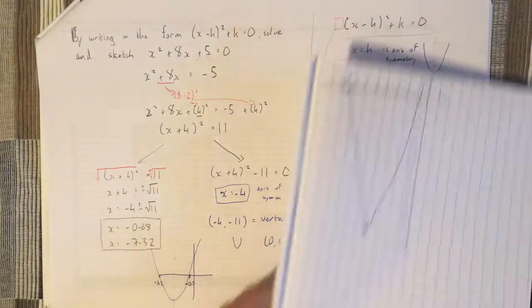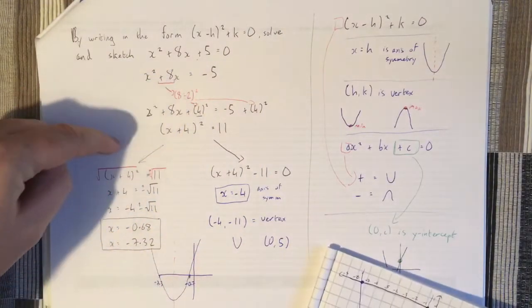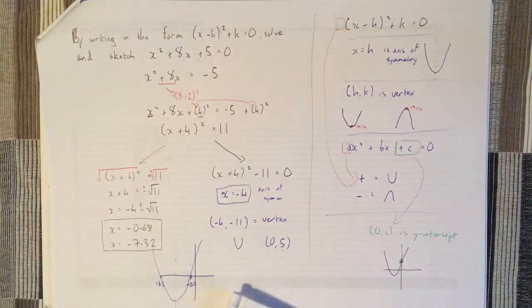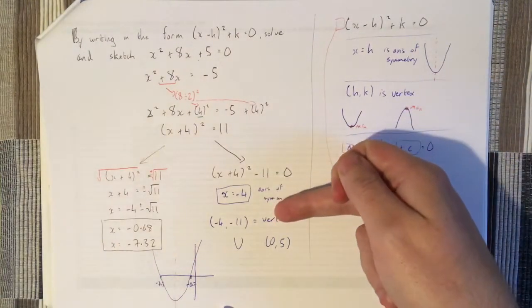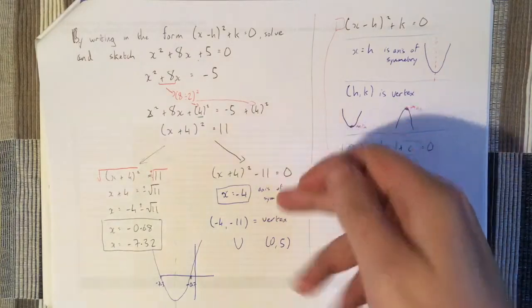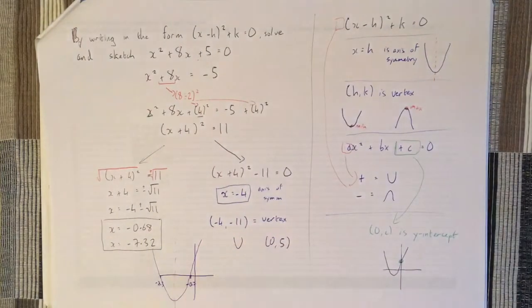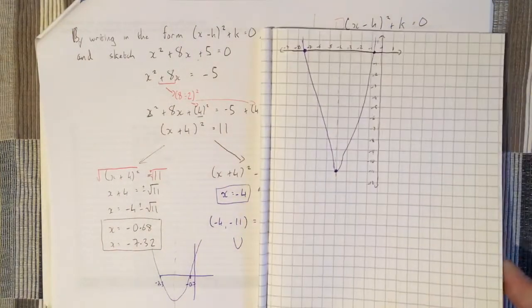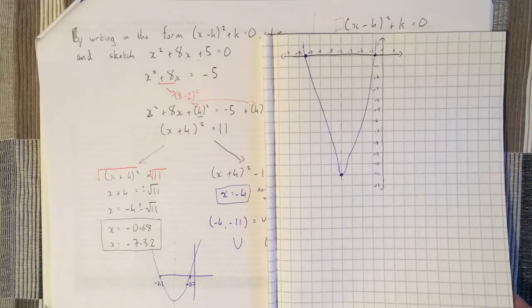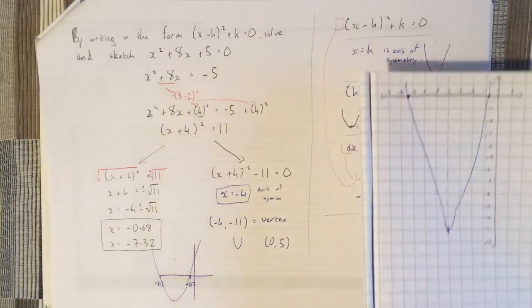Okay, so that is completing the square to solve a quadratic and then to get the maximum or minimum point, the axis of symmetry, using the original form to get the y-axis. So just being able to draw a quick, accurate enough sketch of a quadratic by completing the square.